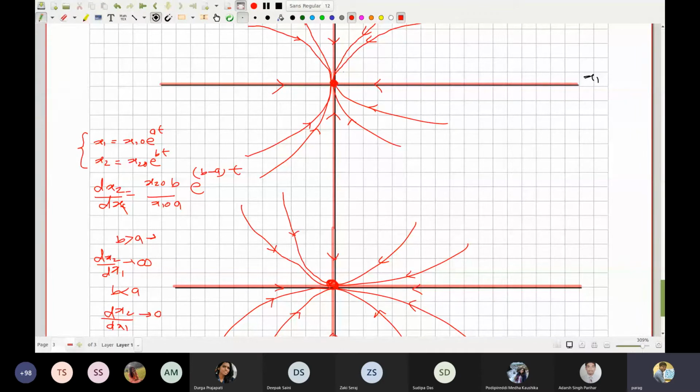So in this case it should be the magnitude of b greater than the magnitude of a, because the values are negative. Okay, so in one case the slope is tending to infinity. Here the slope tends to infinity, and here the slope tends to 0. So depending upon the magnitude of a and b, you will decide whether you get the first portrait or the second portrait, right?